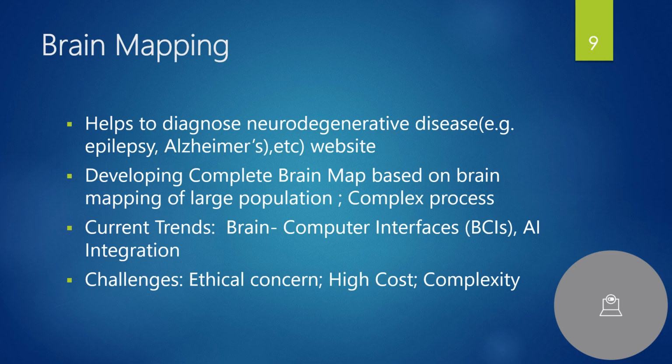Also, there are significant challenges brain mapping may face, and one of the most important ones is obviously ethical concerns with privacy and high data use. People are concerned that their data and privacy is going to be stolen, as is happening now. This also involves the high cost of technology and the overall complexity of the whole process, because it's a complex process.